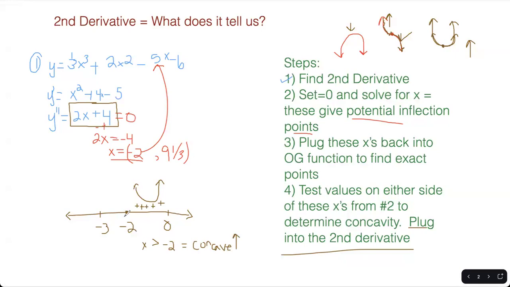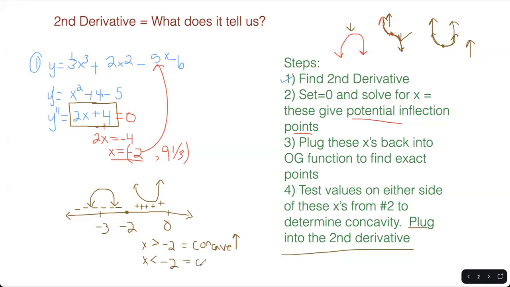So now we've got to check the concavity to the left. If I plug in -3, I'll get 2 times -3 is -6. -6 plus 4 will give me -2. So anything to the left, these are all going to be negative values, which means that over here, my function is going to be concave down. So that means for x less than -2, I'm going to be concave down.